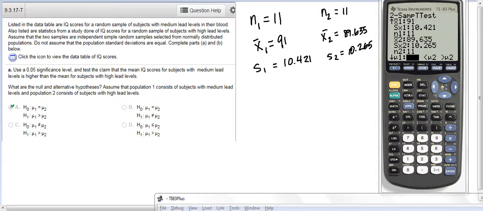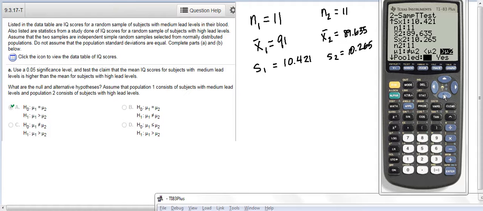Alright, and so now that I've typed the values in, we need to decide here what is the alternative hypothesis. And so the null is always that they're equal. And so we're going to test the claim that the mean IQ scores for subject with medium lead levels is higher than the mean with high lead levels. So we're going to try to prove that mu1 is greater than mu2. We need to talk about that because that's important over here on the calculator. So mu1 is greater than mu2. So we're going to change to that.